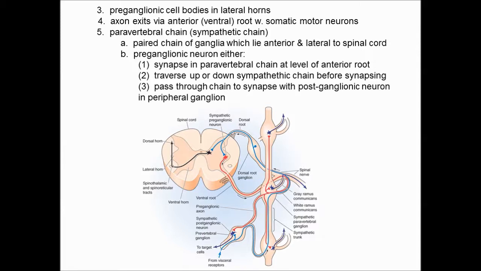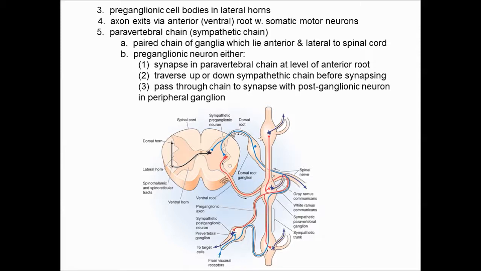And the preganglionic neuron that enters that from the ventral horn can go three different routes. That's represented by the red line here. It can either synapse immediately in the paravertebral chain right at the level of that root. So that would be this synapse right here, and then the postganglionic neuron would go out from there. But that's only one of the possibilities.